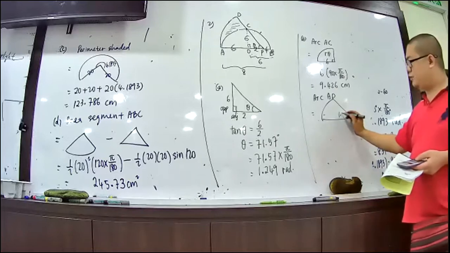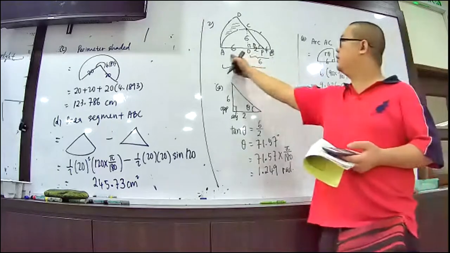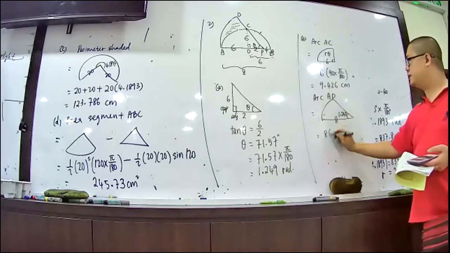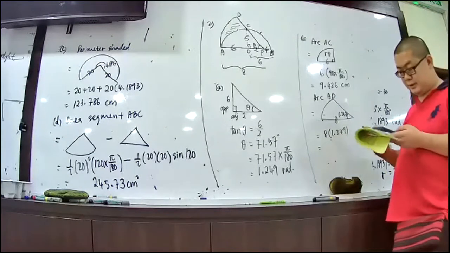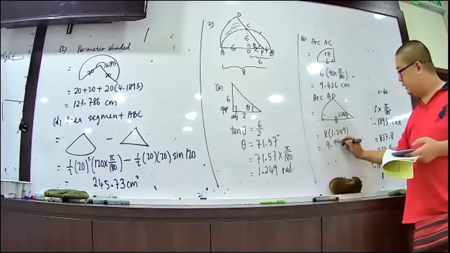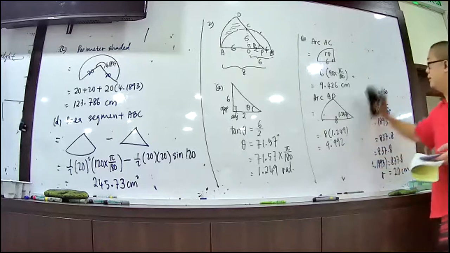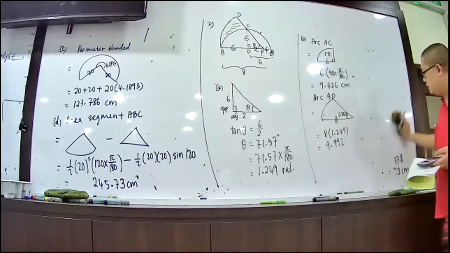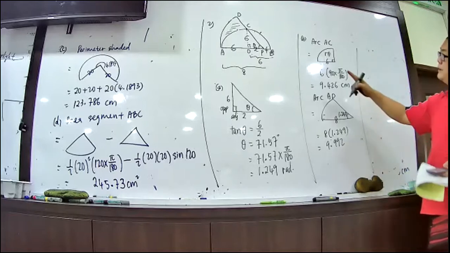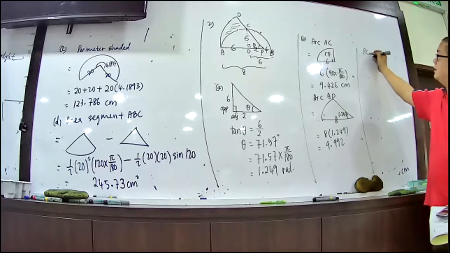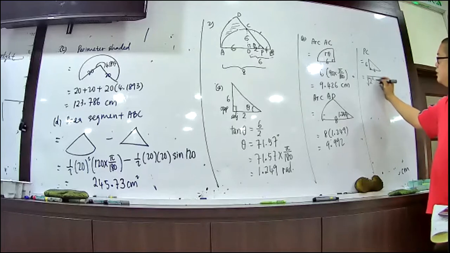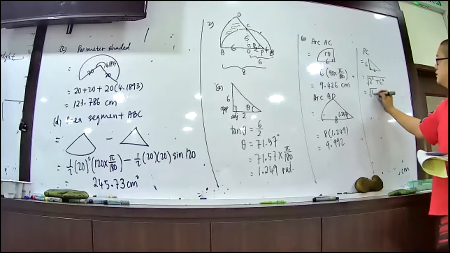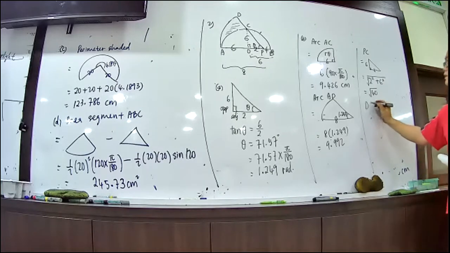And after that, your arc AD. Your theta is 1.249, and from here to here is 8 cm. So also using r theta: 1.249 times 8, you're getting the answer 9.992. Okay, and after that, you want the Pythagoras theorem, PC here. So 6, 2, so square root of 2 squared plus 6 squared. So your DC is 8 minus square root 40.